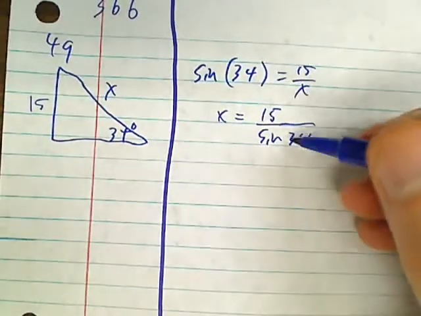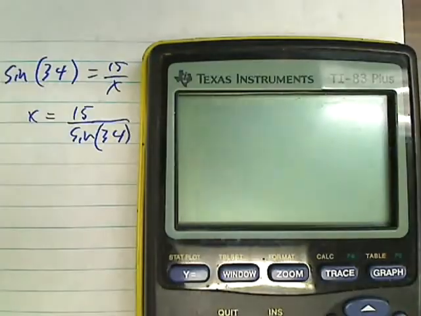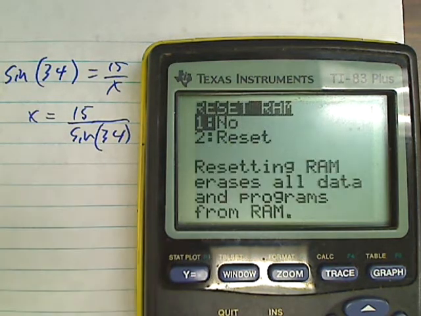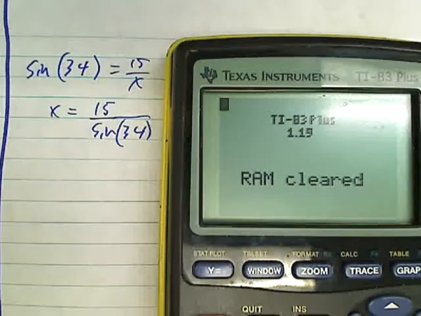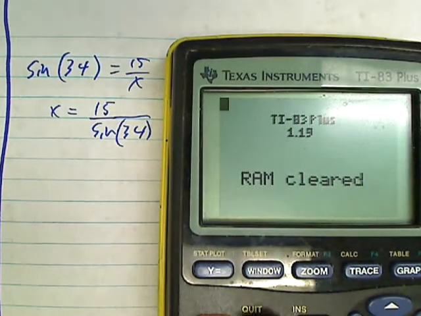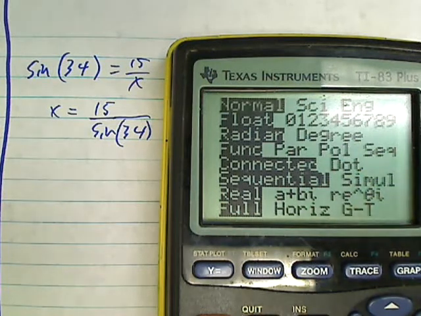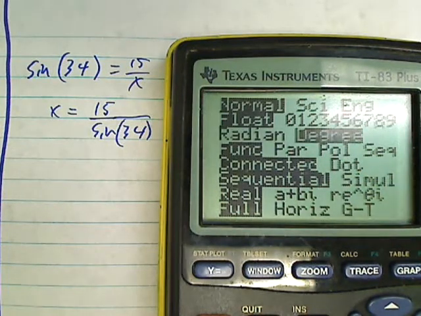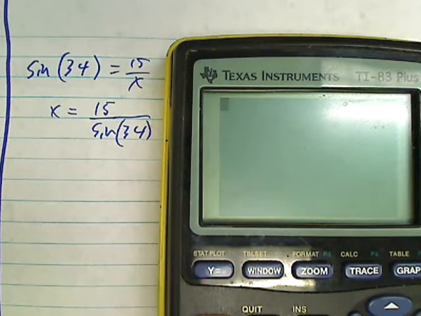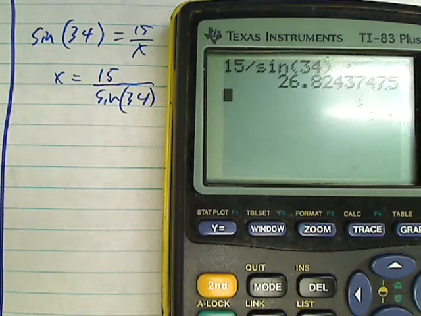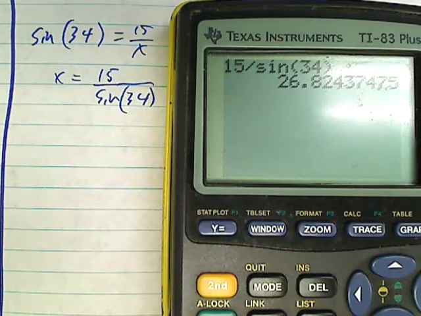I'm going to punch that in my calculator. 34 is not a pretty angle. It's not one that I can get off one of my special triangles, so I will have to, oh my goodness, what's that? 2 plus 7, 1, 2? Hoorah! So I need to type in 15 over sine 34, but first I need to make sure my mode is in degrees, because my angle is in degrees. So let's go ahead and select that. Second mode, that's quit. That'll bring me back to the main menu. 15 divided by sine 34 gives me my answer of 26.8.